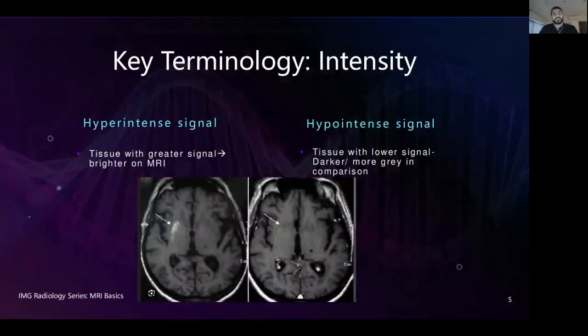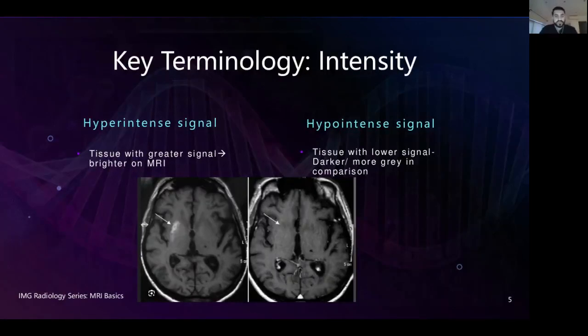So we're going to talk a little bit about the key terminology. Now, as I said before, with X-rays and CT scans, the terminology we used was opacities or lucency in terms of X-rays, or in the case of CT scans, density. But when we talk about MRI scans, we talk about intensity of the signal, so hyperintense and hypointense, and that is comparing the different body tissues together.